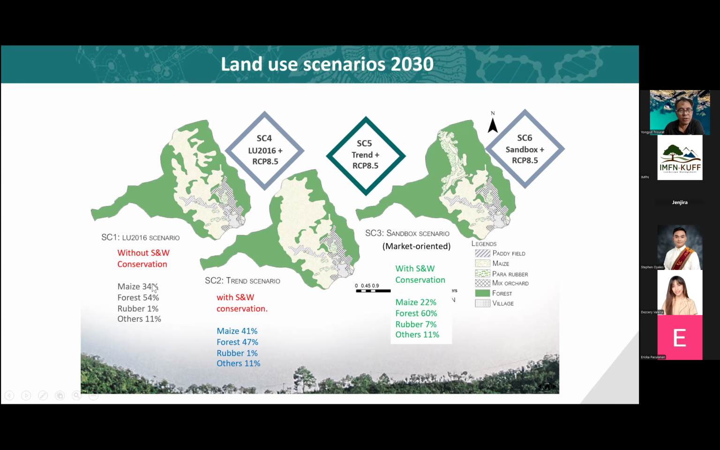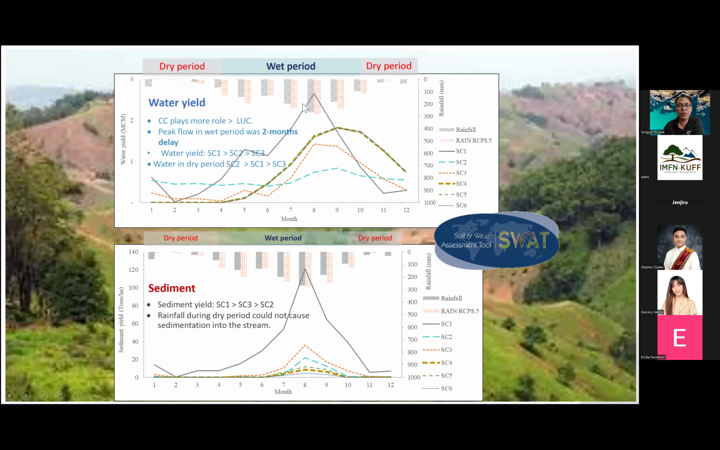For the trend scenario, forest cover will decline about 17%, and we have more mass production. But if we have the integrated scenario, we can increase forest cover to 40%, and the mass will reduce about 17%, and rubber plantation increases to 7%. So what are the consequences of this land use practice in the future?